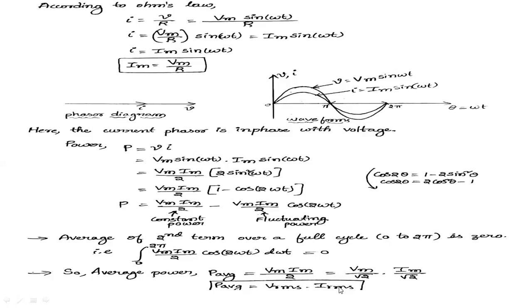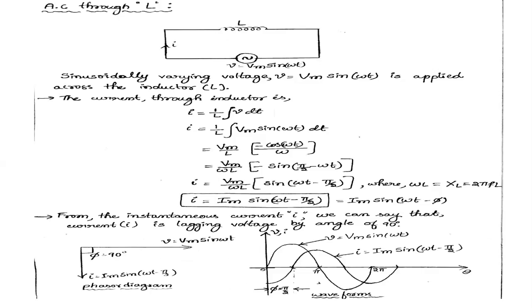That average power is given by P average equals Vrms multiplied with Irms. I get the average power of a pure resistor case by applying the sinusoidal voltage across it. The average power is Vrms into Irms. This is AC through a pure resistor.